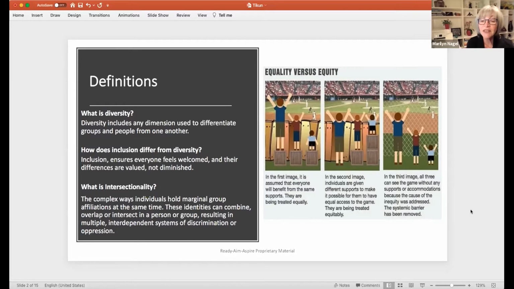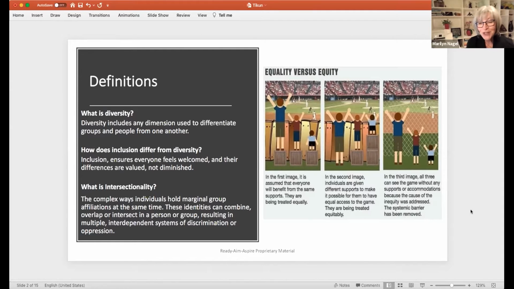But as you can see, the smallest person can't see over the fence. So even though they're given equal treatment, it doesn't always help. In the second illustration, individuals are given different supports to make it possible for them to have equal access to the game. And so they're being treated equitably. And that's typically our goal when we do work in this field.